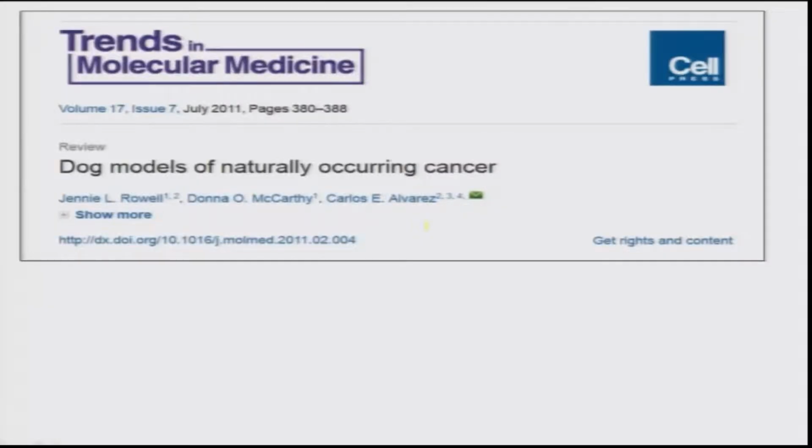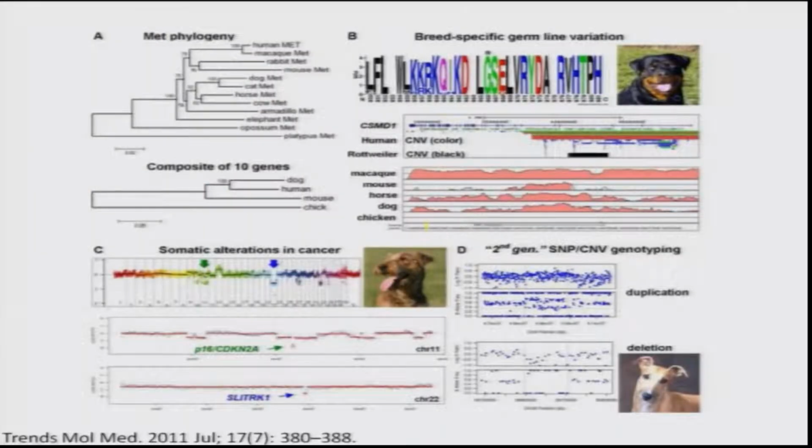And there is again a paper which talks about dog models of naturally occurring cancer. These are not induced cancers, these occur naturally in the dog models, and this study can help us understand the genetic defects behind such cancer forms. One way is to look at, for example, the gene c-Met, one of the oncogenes, which when activated leads to cancer.